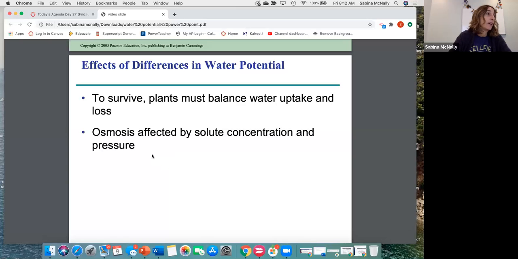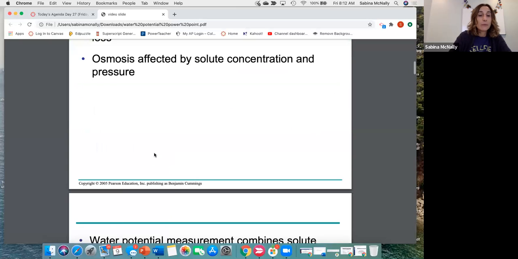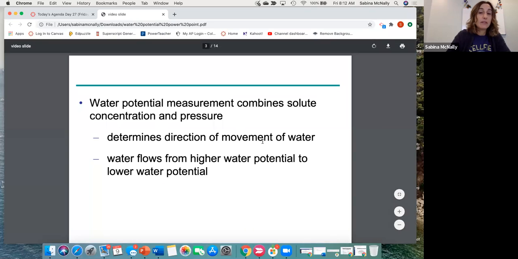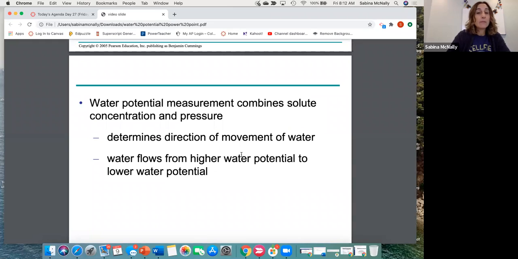Now, we didn't talk about pressure yet, okay? So now we have a new component, pressure. Water potential is a measurement that combines the solute concentration and pressure, and it determines the direction of water movement, okay? Water always flows from high water potential to low water potential. So that is really important. If you opened up this PowerPoint on your own, you might want to highlight that. It should all be in Canvas, so you really don't need to save it anywhere, but that's something you definitely want to know. Water is going to go from high water potential, high energy, to low energy, okay?